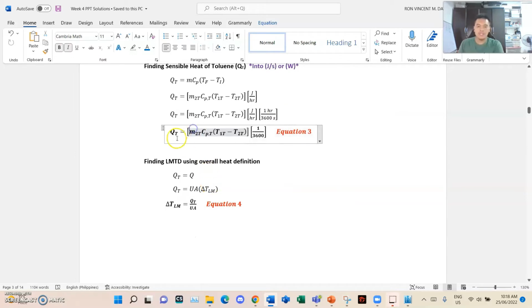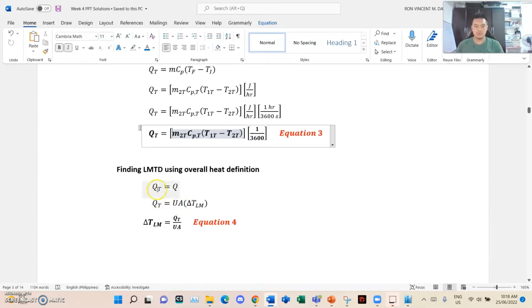Lastly, we need to find the log mean temperature difference. The log mean temperature difference is related to the overall heat transferred using the following formula based on the energy heat coefficient and the heat transfer area. So using this formula and using algebra, I'll be able to isolate this equation.